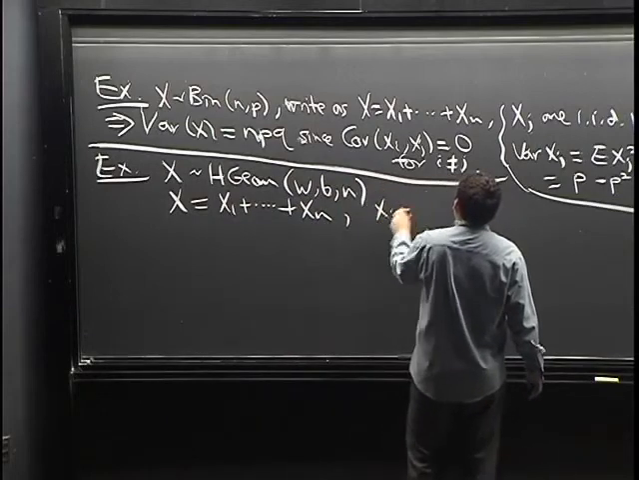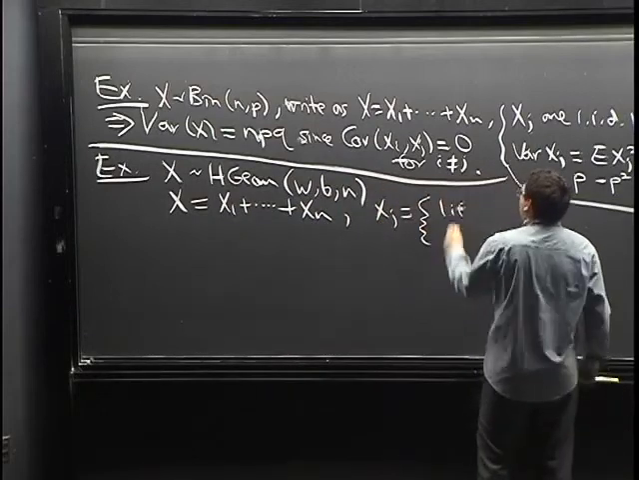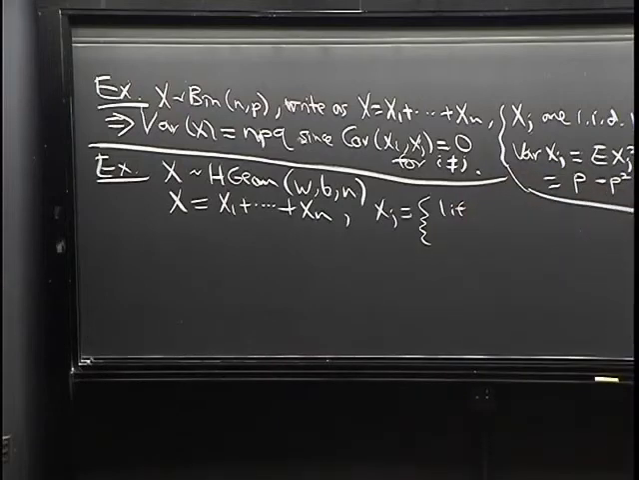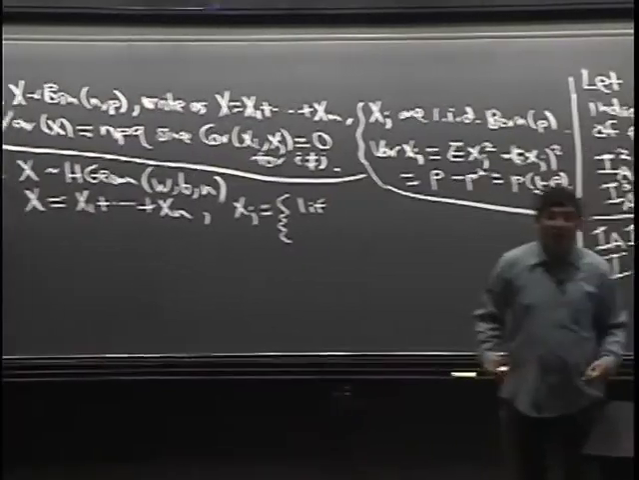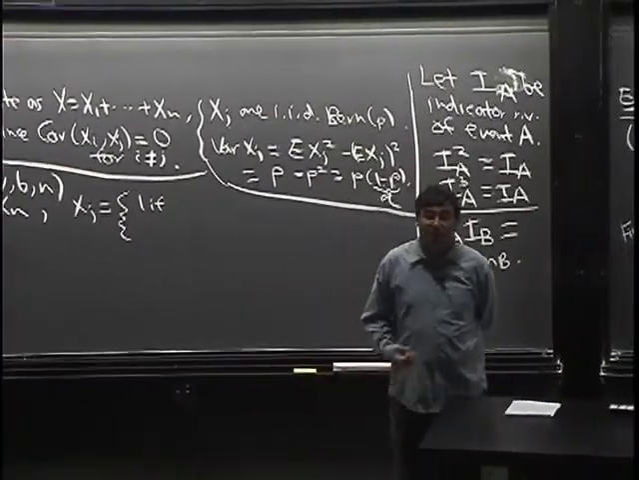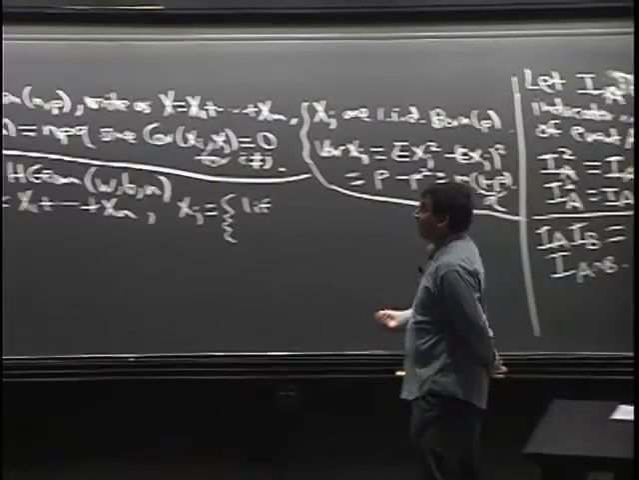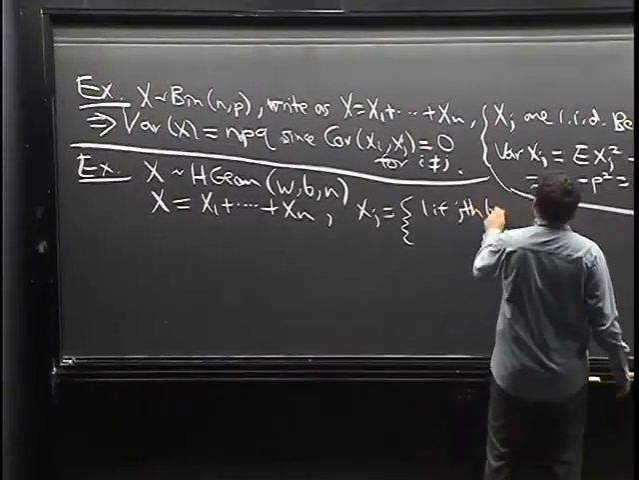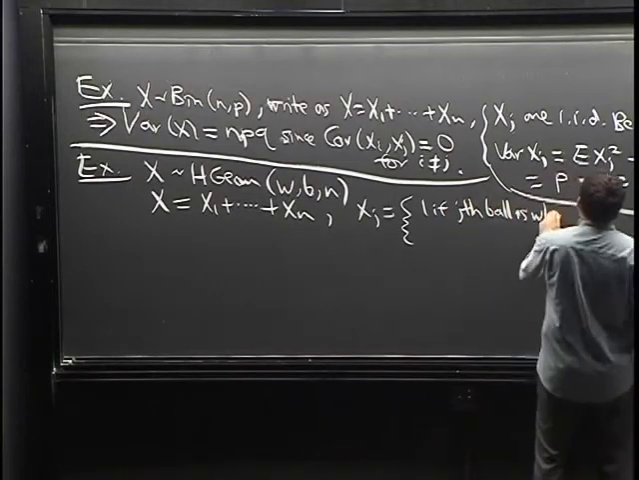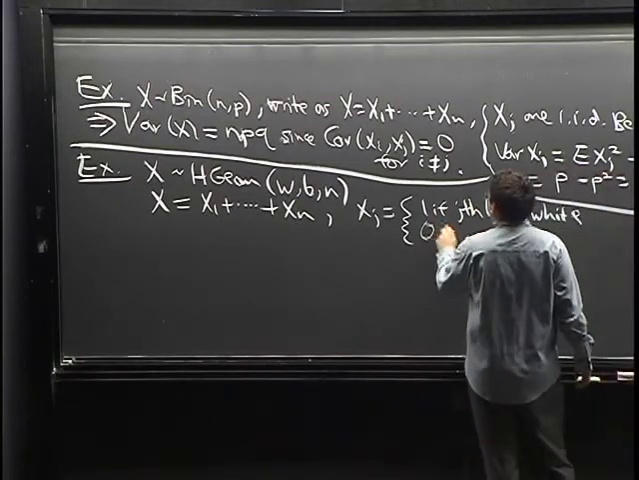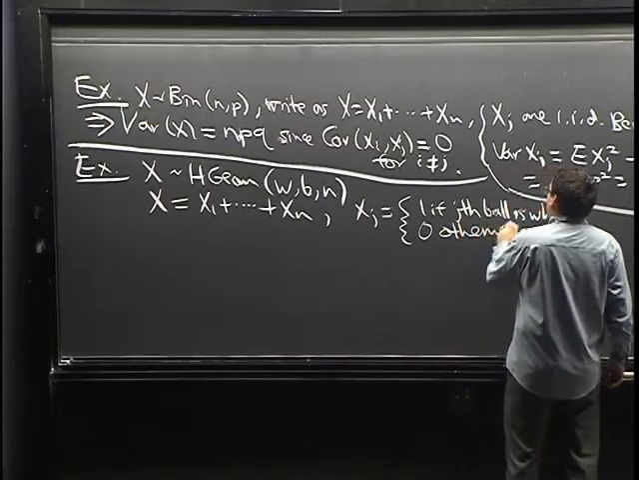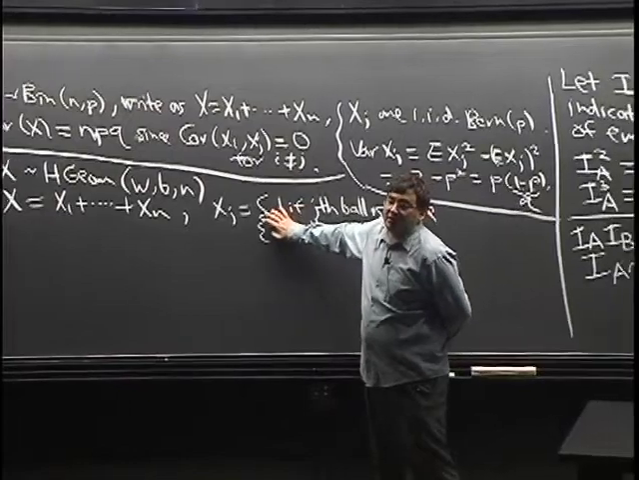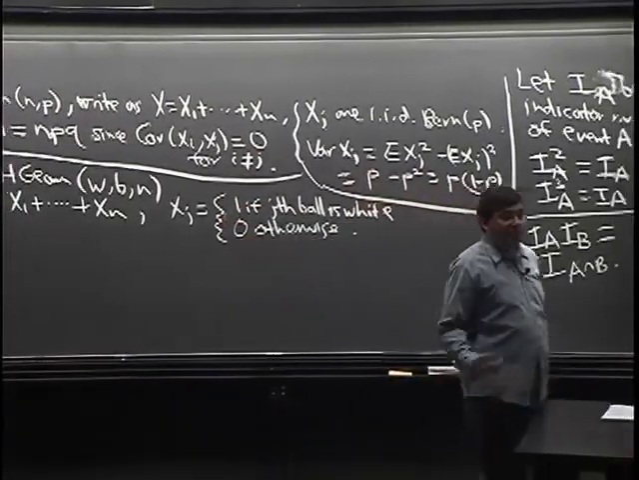So xj equals 1 if the jth ball is white, 0 otherwise. We can interpret this as drawing balls from the jar one at a time without replacement. We'd get a binomial if we did it with replacement, but the hypergeometric is without replacement. The reason it's more difficult is that these are dependent indicator random variables, because it's without replacement.